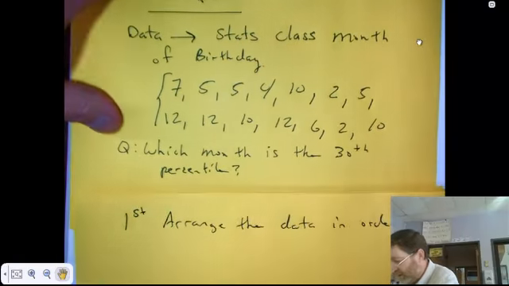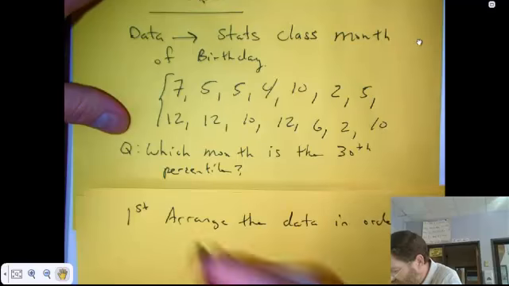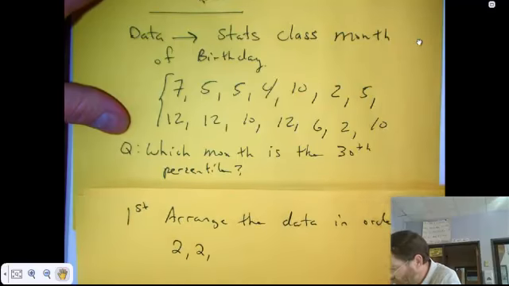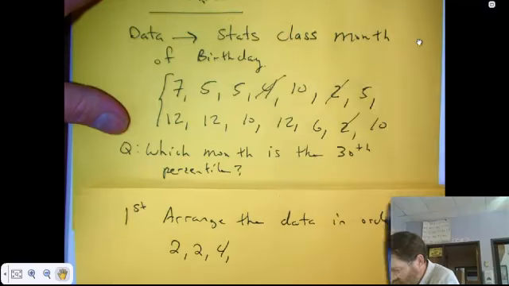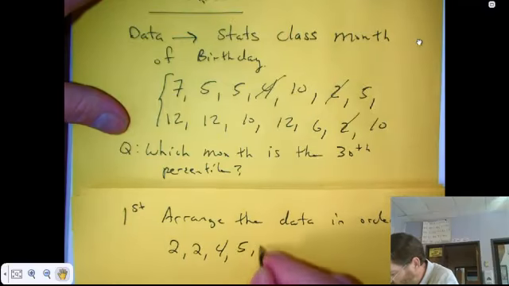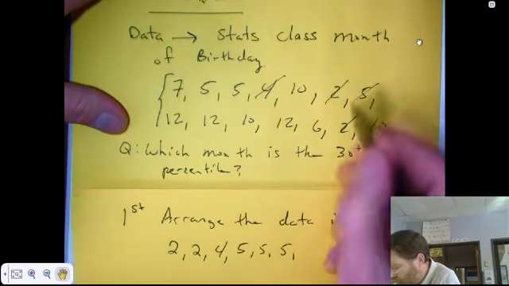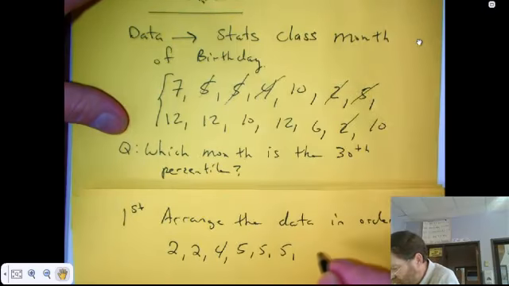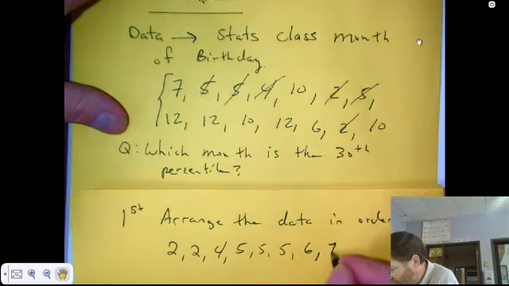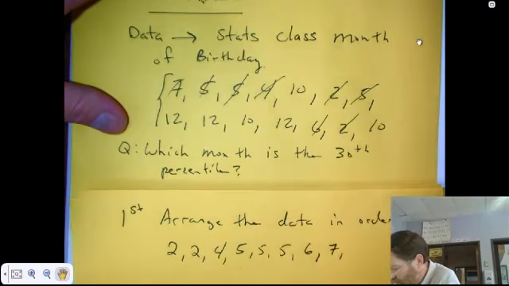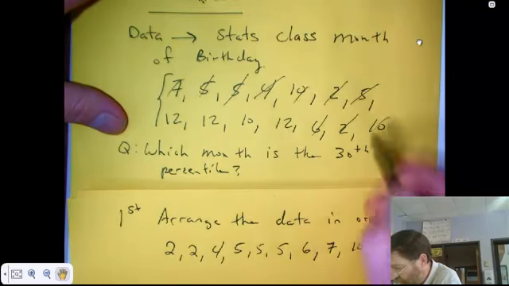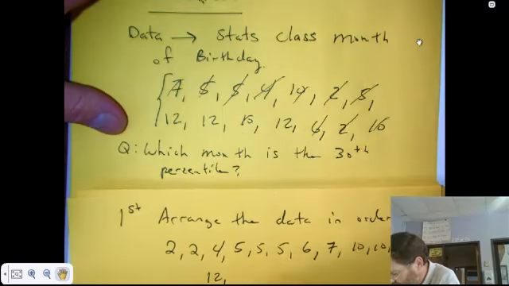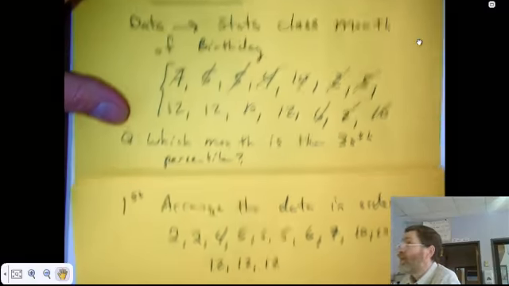So we're going to take the data. Let's see. We have no 1s. We have two 2s. No 3s. One 4. And then three 5s. One 6. One 7. Three 10s: 10, 10, and 10, and then three 12s. Okay, so we arranged the data in order.